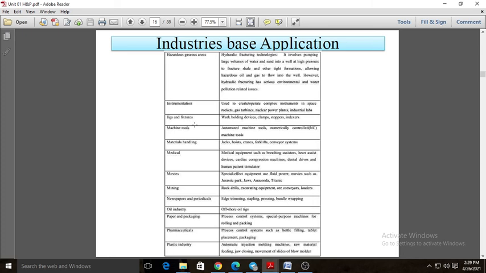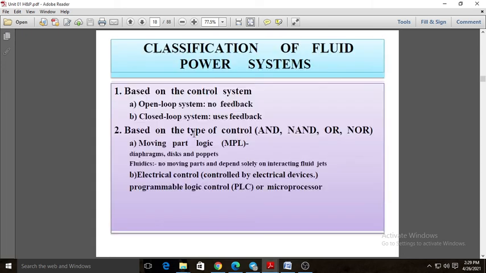Interim jigs and fixtures, we already covered many applications of this. Now the next concept is the classification of fluid power systems. I will teach you this classification of fluid power systems in the next lecture.